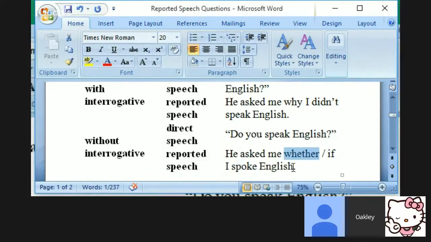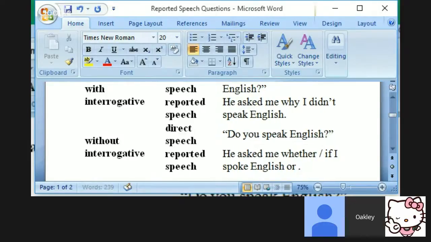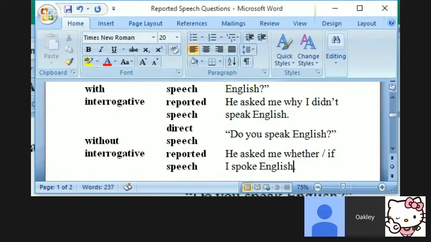I personally can't do it without saying or not. I just can't do it. I don't know why. He asked me whether I spoke English or not. For me, mentally, I don't know what my problem is. I know that technically speaking, grammatically, you do not need or not. But whoever taught me English taught me that you have to have or not with whether. Just telling you, it sounds much more natural to me. Possibly that's an American versus British thing.